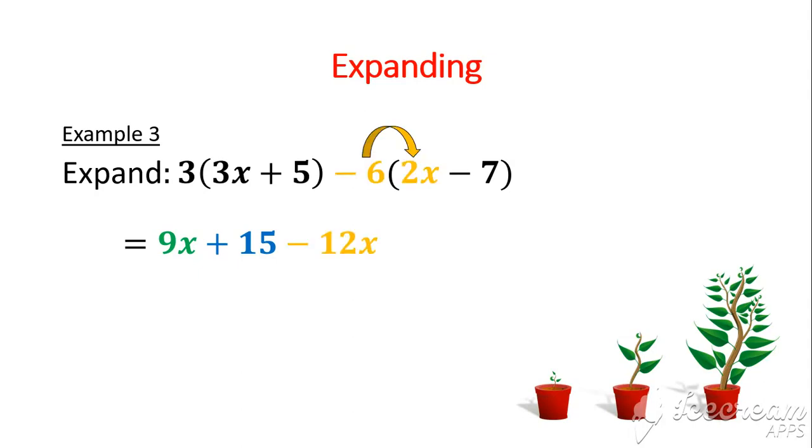Now, I want to treat this 6 here as a negative 6. So a negative 6 times positive 2x makes negative 12x. So we'll write down subtract 12x.